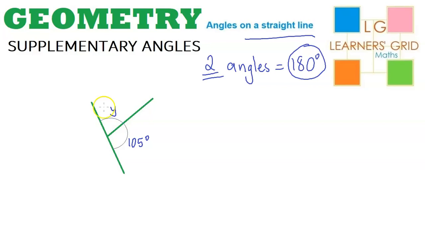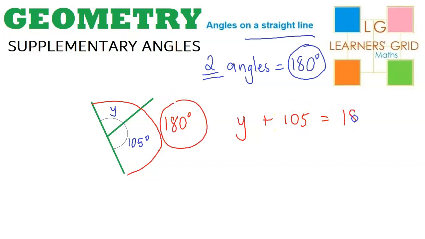Now remember, this is a straight line, so this angle plus this angle are going to equal 180 degrees, okay, which is why we can write an equation that looks like this. So we can see we've got angle Y plus 105 degrees is going to equal the grand total of 180 degrees. And you can see here we need two angles. We've got them. Here's one angle, here's two angles, and yes, it's going to equal 180 degrees. So now we can solve for Y.